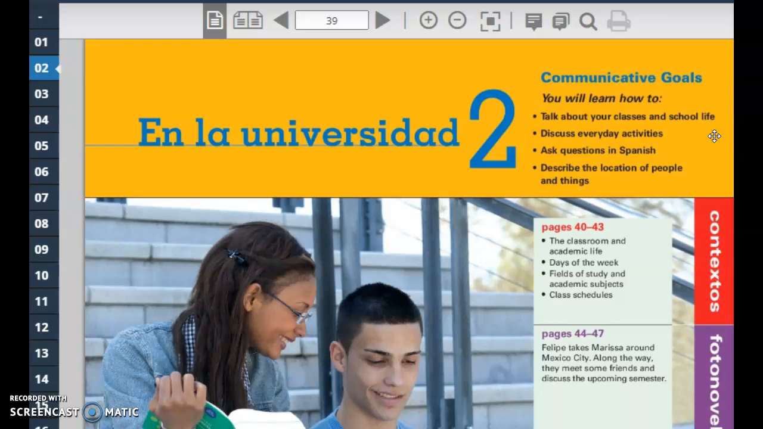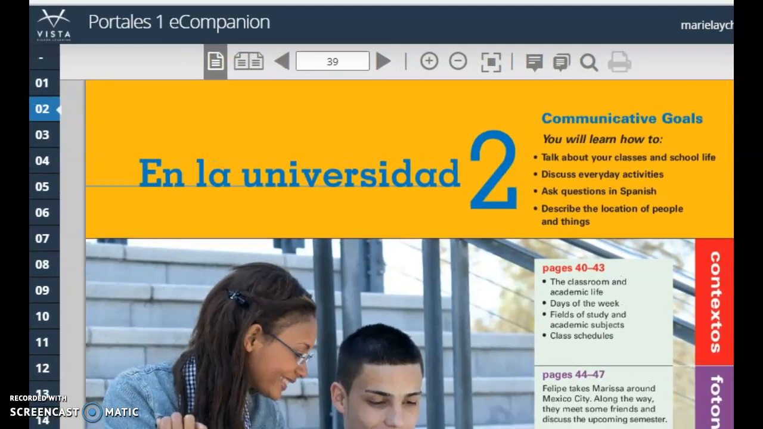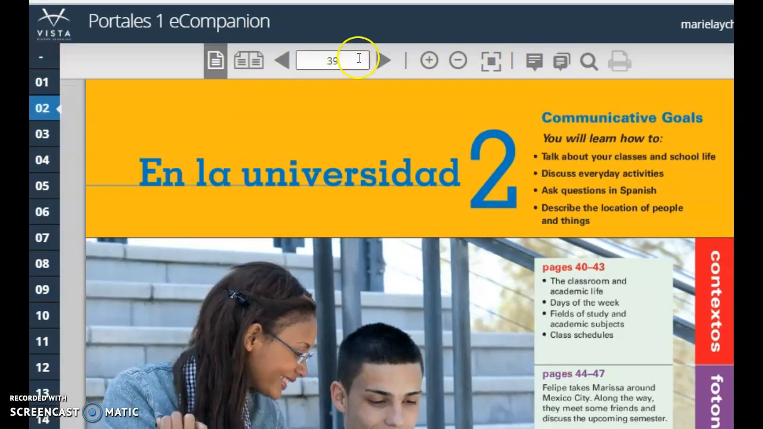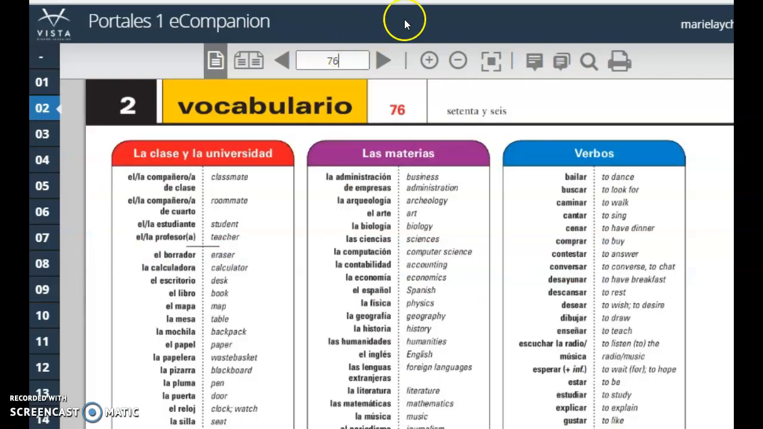So expect to see those topics as our main grammar points for this unit, and as well the vocabulary related to la universidad. So as you know, this is coming from your e-companion, Portales 1, and this is going to be lesson number 2. And if you want to find the full vocabulary for this lesson, this is going to be on page 76.